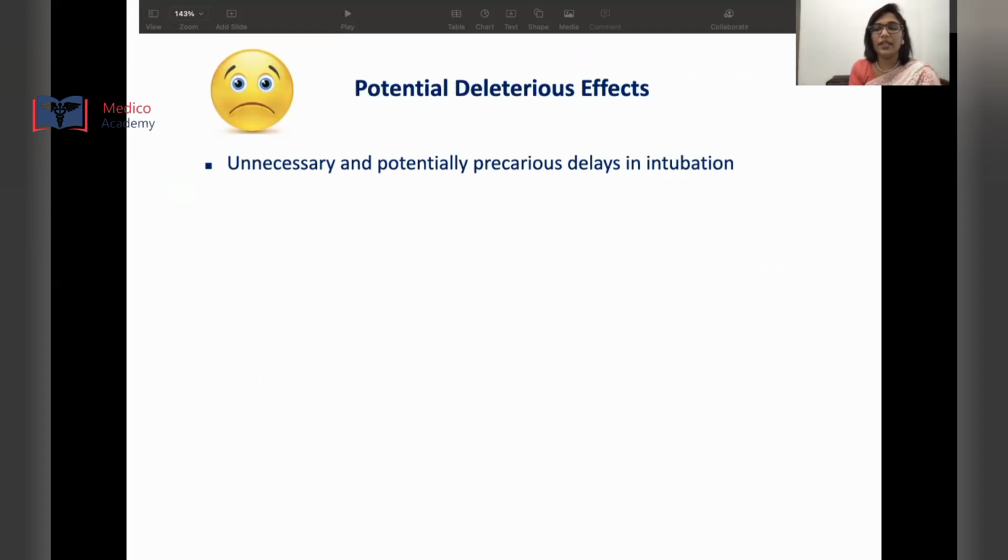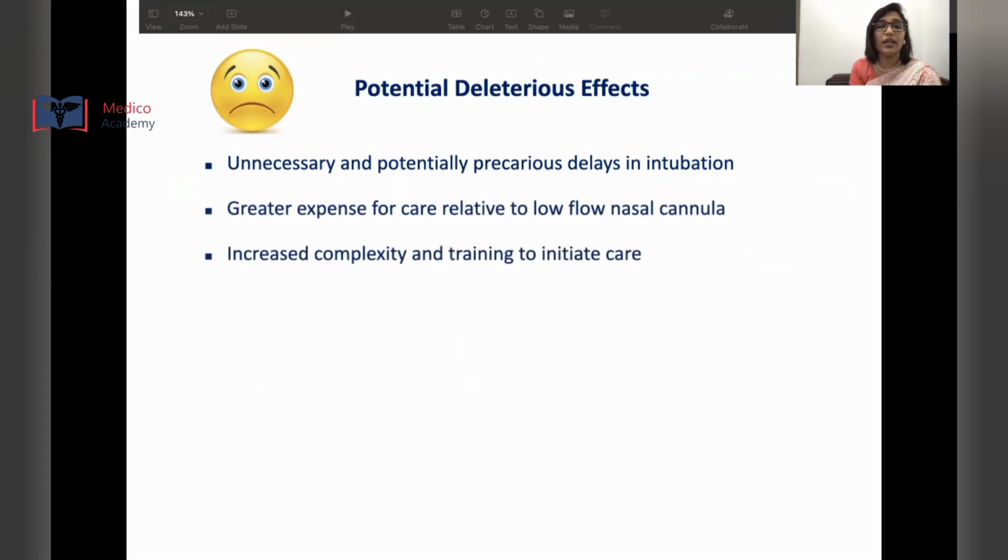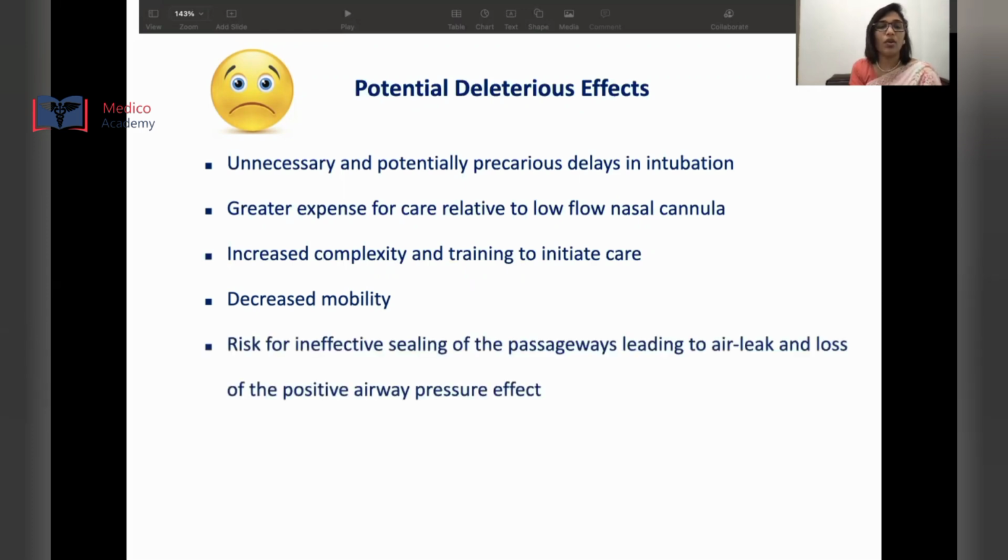The potential deleterious effects of high flow nasal oxygen therapy would be unnecessary and potentially precarious delays in intubation, greater expense of care relative to low flow nasal cannula, because this particular cannula has to be taken care of and the machine is also pricey, increased complexity and training to initiate care, decreased mobility because of this machine and the huge circuit and the wide bore nasal cannula, and risk of ineffective sealing of the passageways leading to air leak and loss of PEEP.